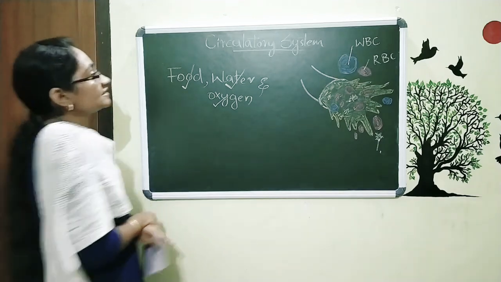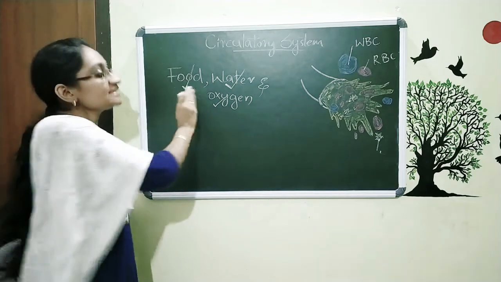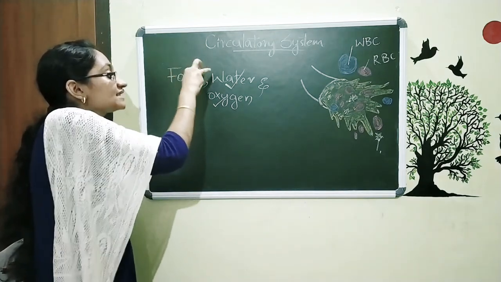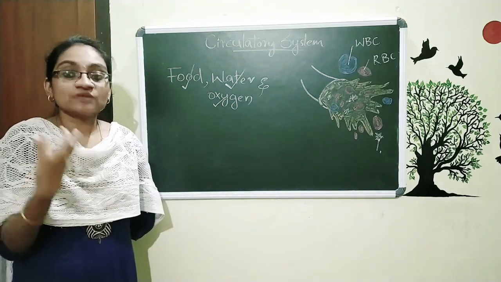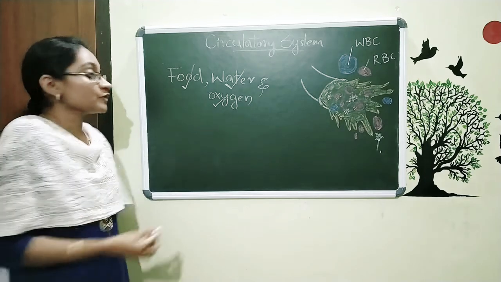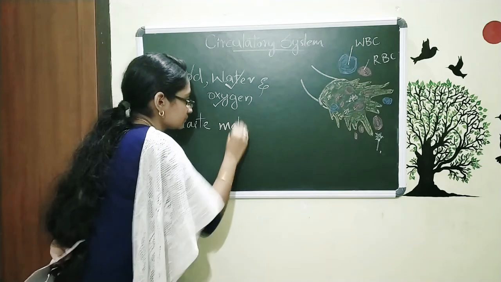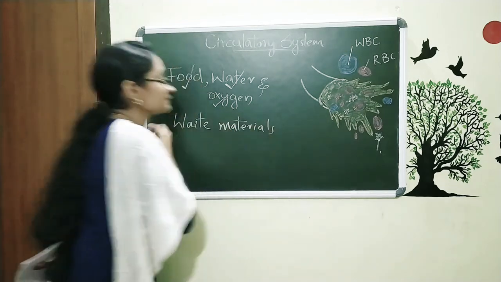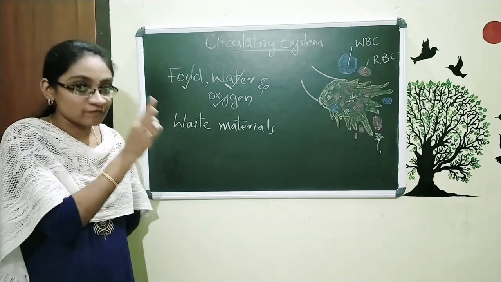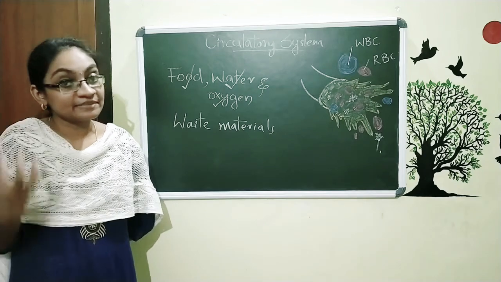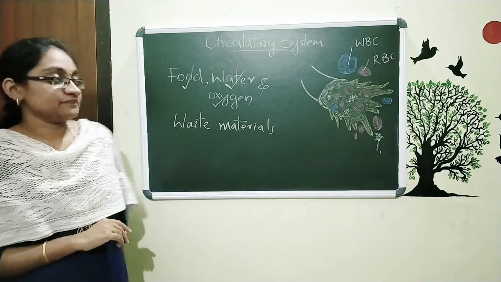And now we can discuss what things there are in a circulatory system. And not only that, when these organs are working, they also produce certain waste materials. And these waste materials are also transferred from one organ to another and eliminated from our body. That is also done by the circulatory system.